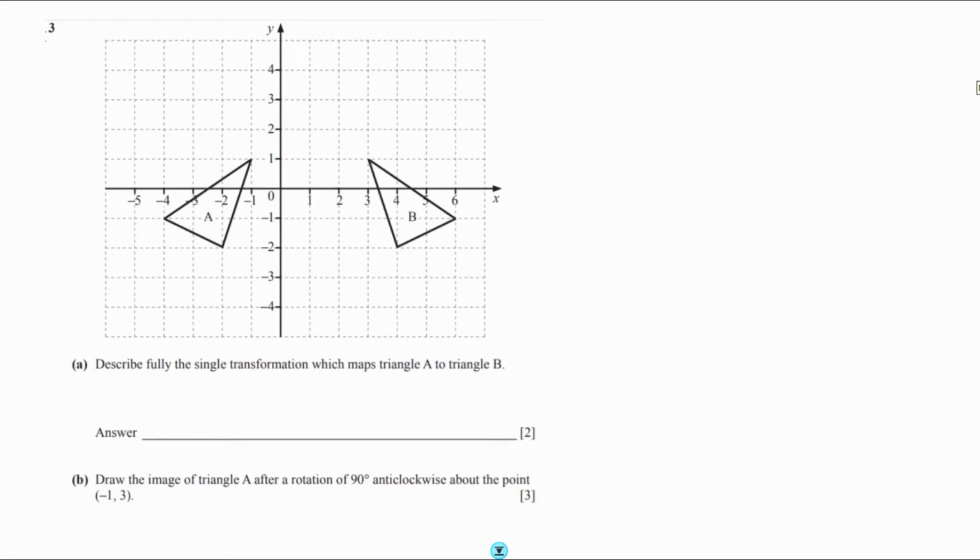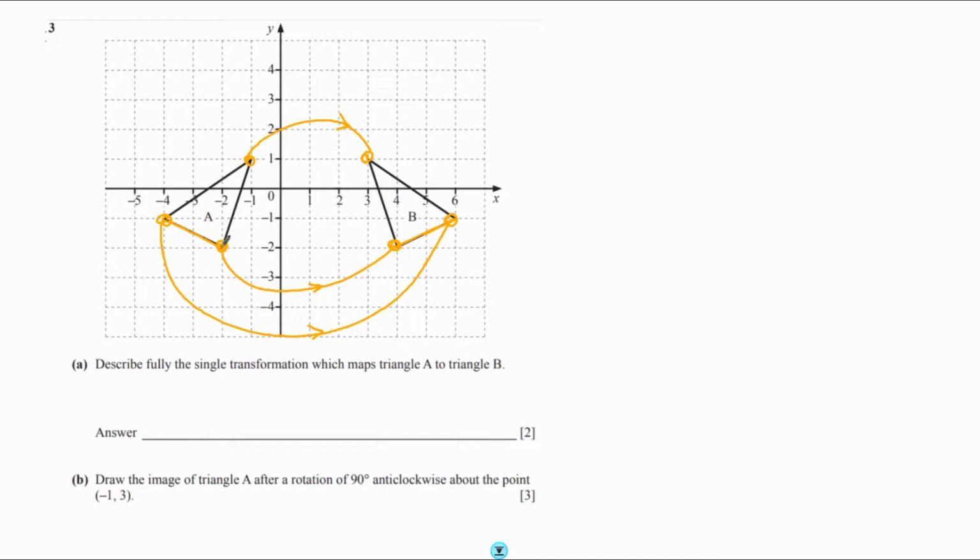describe fully the single transformation which maps triangle A to triangle B. If you look here, this side is mapping to this side, and if you look at the points, this point is mapping to this point, and this point is mapping to this point. So if those two are mapping, therefore this point is also mapping to this point. As we can see, a reflection is happening around the middle way up between these two shapes.